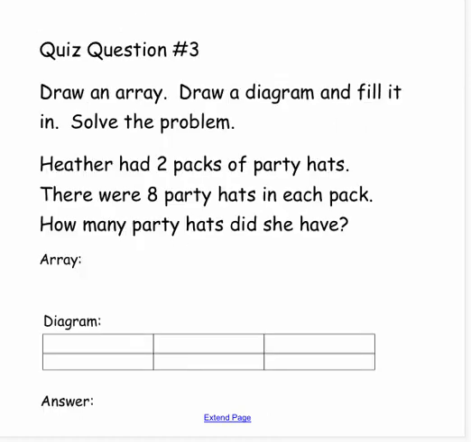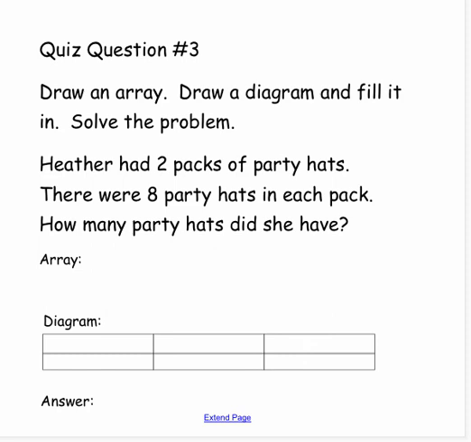Here's one for you to try. This is quiz question number 3. Draw an array, draw a diagram, and fill it in, and solve the problem. Heather had 2 packs of party hats. There were 8 party hats in each pack. How many party hats did she have?